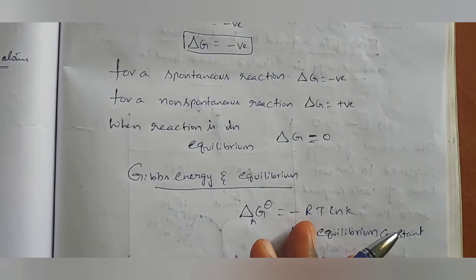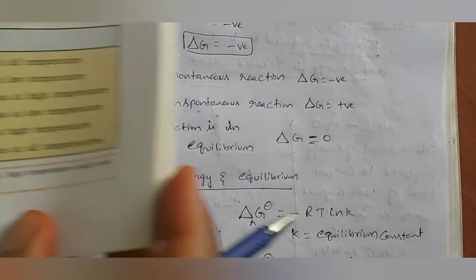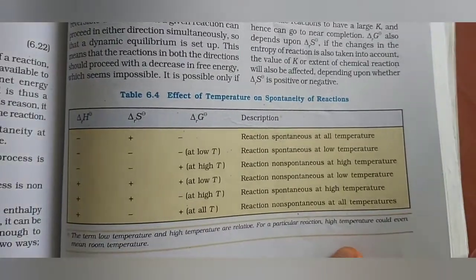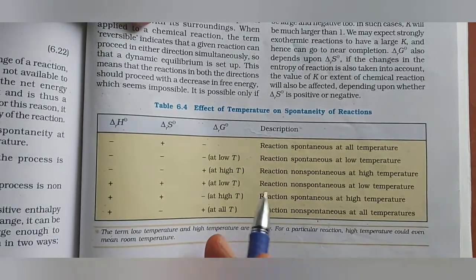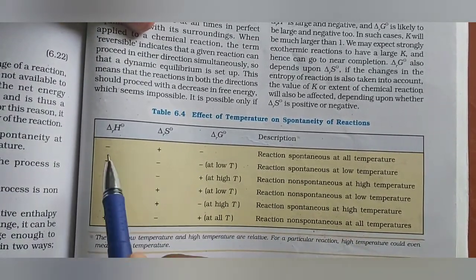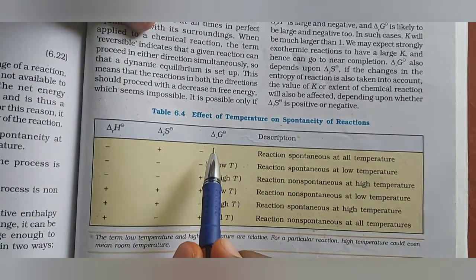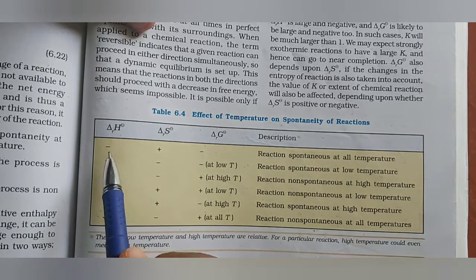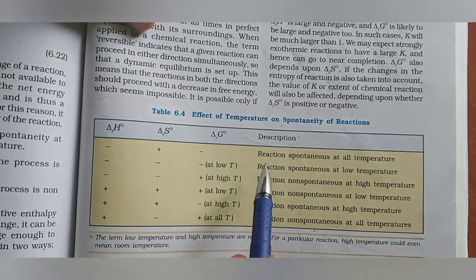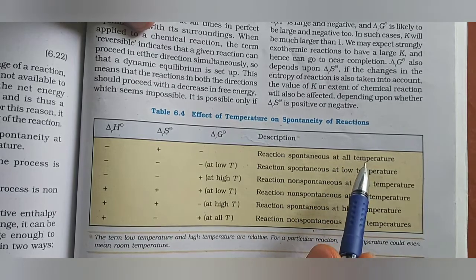And next thing is, they gave one table in our textbook also. Small thing, see. Delta H, delta S, delta G. Delta H is negative, delta S is positive, delta G is negative. The reaction is spontaneous at all temperatures.